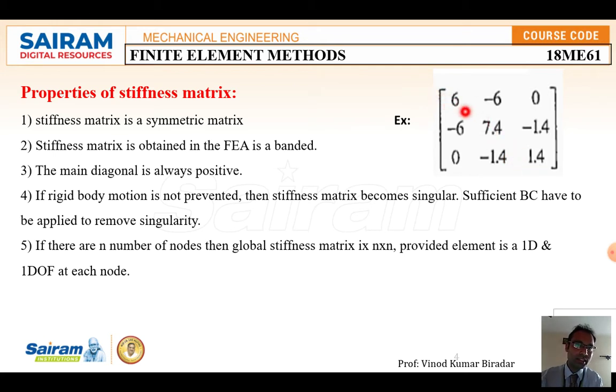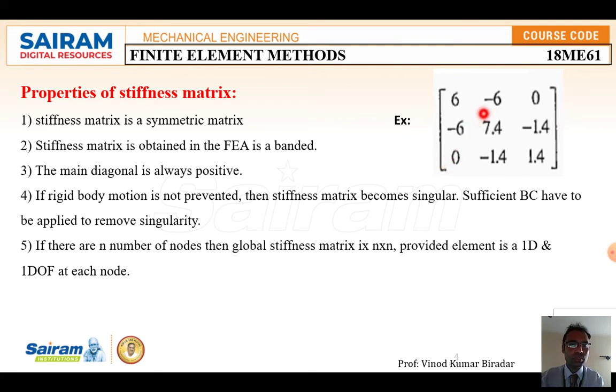Look here, these are called the main diagonals. So 6, 7.4, 1.4 are always positive values. This is just an example. While solving the problem, after calculating the global stiffness matrix, you have to check these properties. If the main diagonals are positive and it is a symmetric matrix, then go for applying the boundary condition. If not, then you do the problem again, something you did wrong.